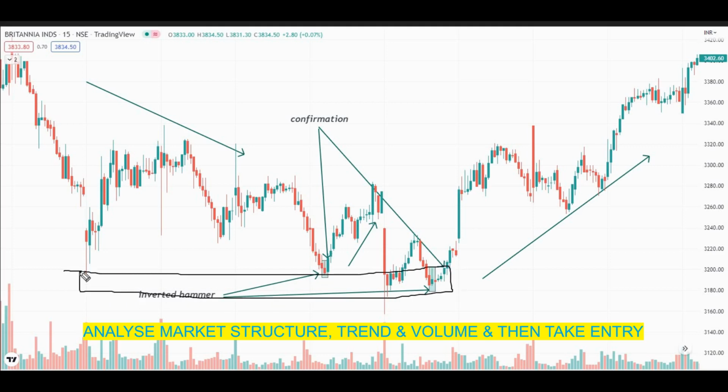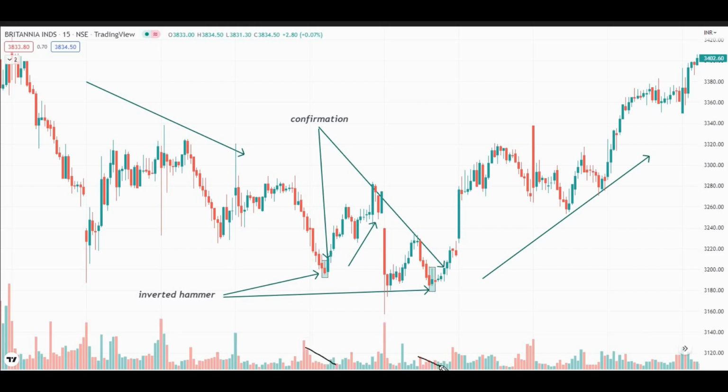Okay, and also always look for structural support at these areas. If it is supported by a structure and with volume and also the analysis of the trend, the probability of the trade working out is very, very good. Don't simply rely on candlestick patterns. Candlestick patterns are just a confirmation of that trade setup. We will always analyze market structure and trend and also the volumes. Okay, and then we will place our entries.